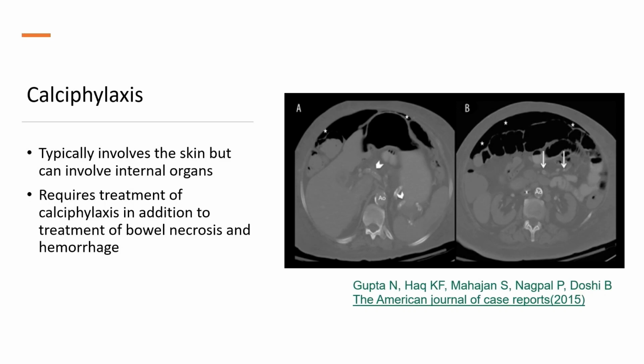If someone has issues with bowel necrosis and hemorrhage and they get a resection, then you could ask, especially if you think that there's a risk of calciphylaxis, for histology to look for that, because you'd want to know if they need treatment, like sodium thiosulfate, in addition to the treatment of the necrosis.